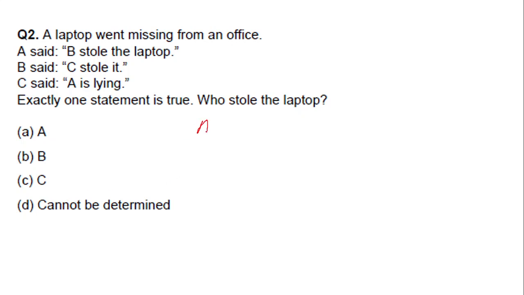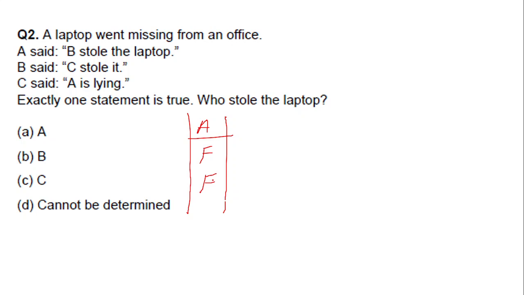First case we will assume A is the thief and we'll identify. What happens if A is the thief? What is the first statement? A is telling B stole the laptop. So this will be false because we are assuming A is the thief. So this is false. B said C stole the laptop. That is also false because assumption is A is the thief, right? So this is also false.